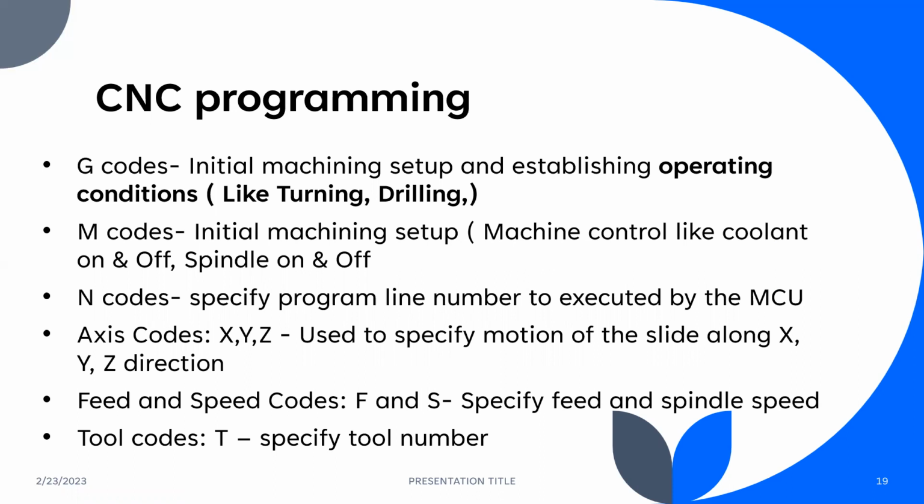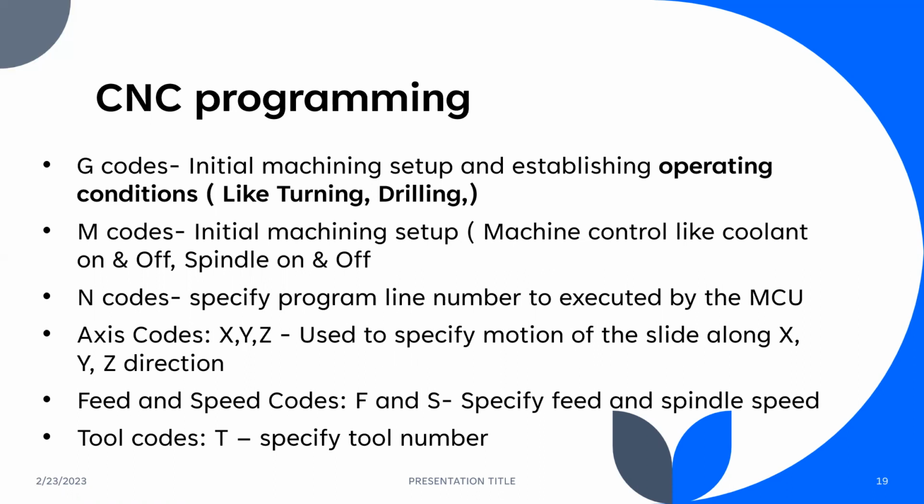So next one is the M code. M code is for controlling machines. This is the machining setup, for example coolant on/off, spindle clockwise rotation, anti-clockwise rotation, tool change. This kind of machine operation is there, so we can give it to the machine through the M codes. G code for the operation, M code for the machine control.